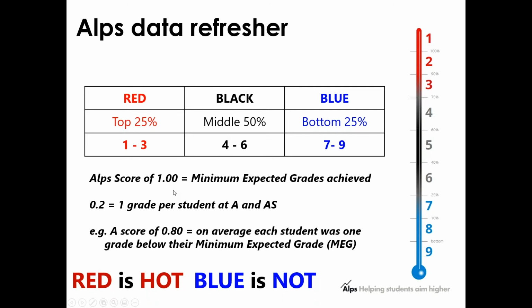A score of 1.00 means on average the students have achieved the minimum expected grades, the MEGs. 0.2 in any direction is a whole grade per student at A and AS, slightly more complicated at BTEC, but similar. Therefore, if you score 0.8, which is 0.2 away from 1.00, on average each student is a grade below their MEG, and 1.20 is, on average, each student is one grade above their MEG.